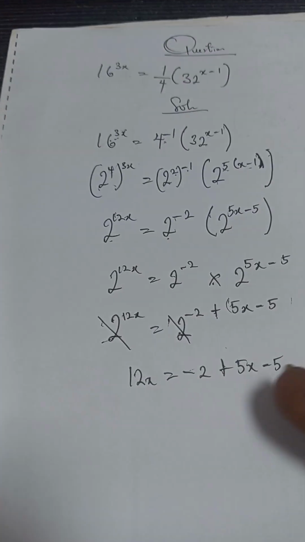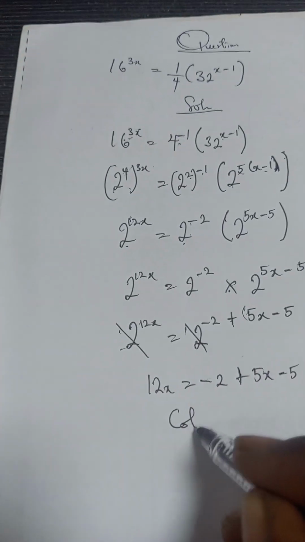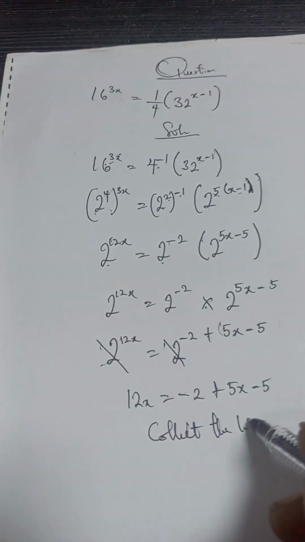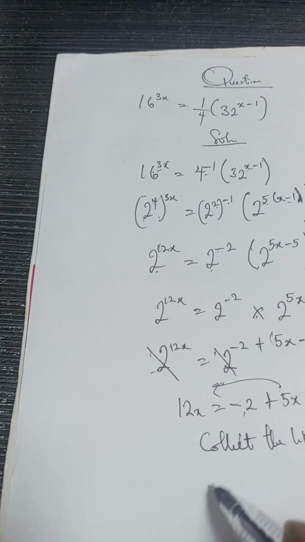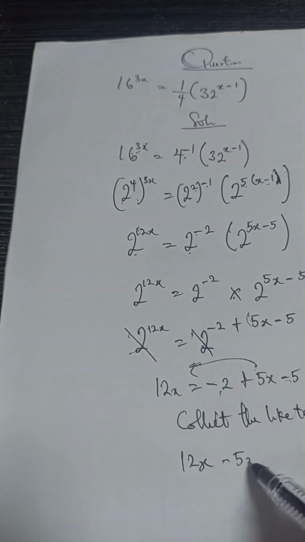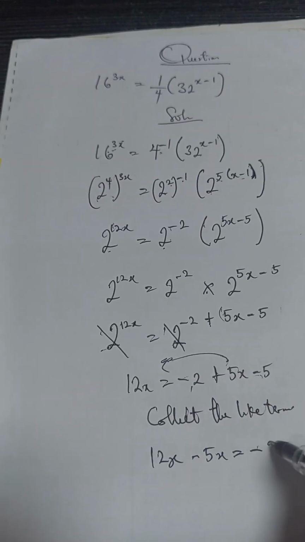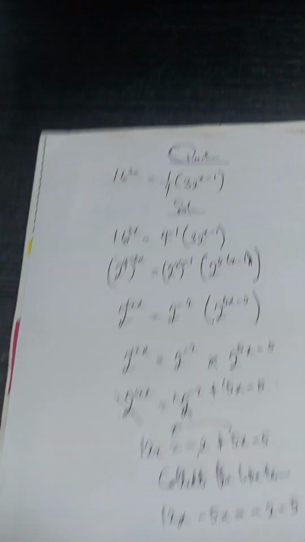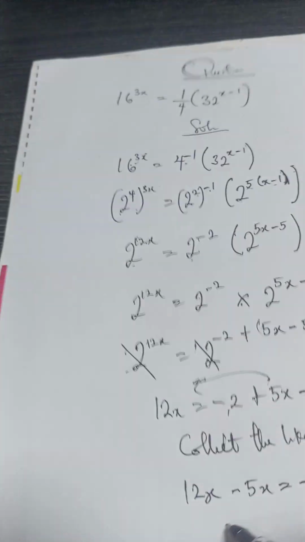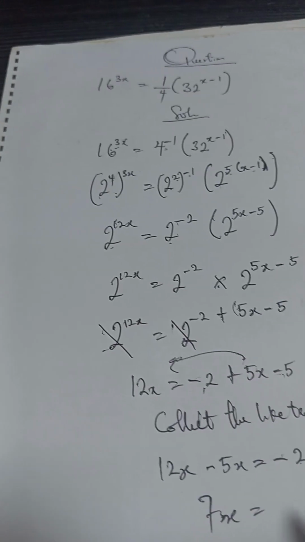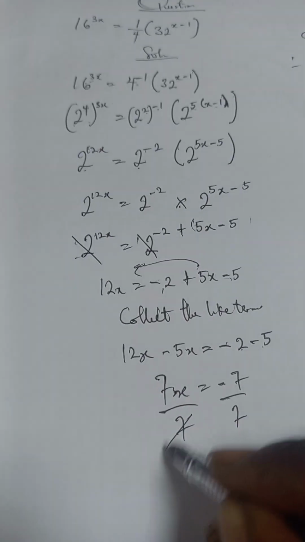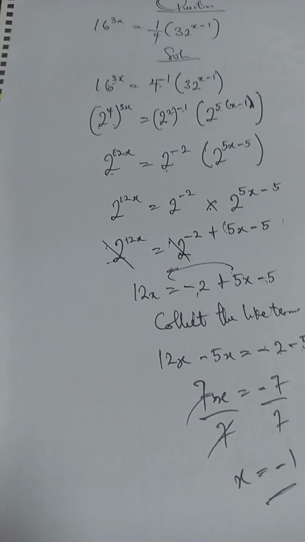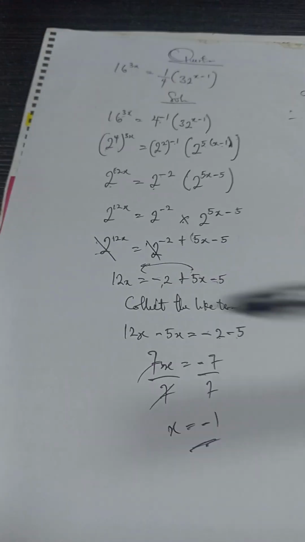Now, this is just a simple linear equation. So you collect the like terms. Let's move 5x here and rearrange this. We have 12x minus 5x equals minus 2 minus 5. 12 minus 5 will give us 7x. We have 7x equals minus 2 minus 5, which will give us minus 7. Divide both sides by 7. We are left with x equals minus 1. You can see with the few steps and the laws applied, every equation is simple.